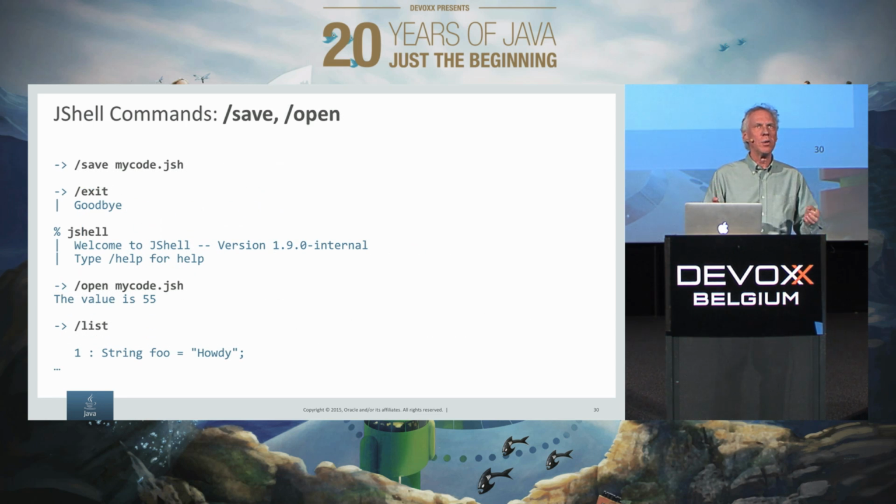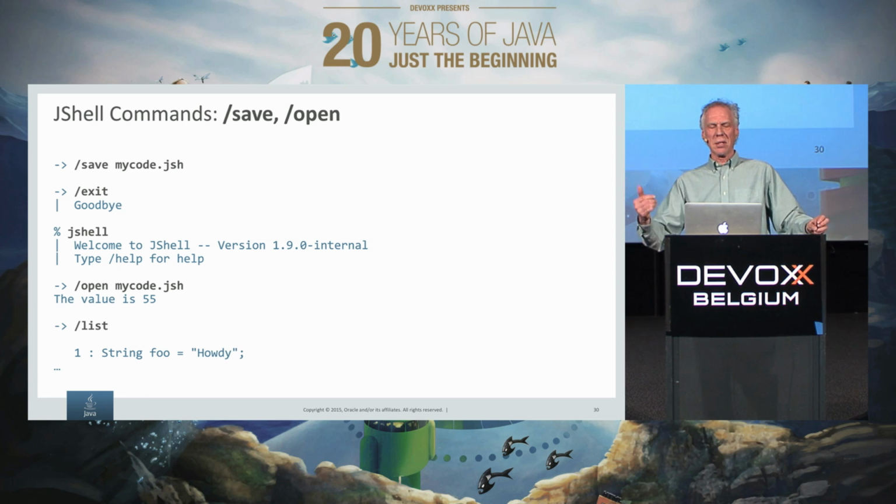Okay, it's often useful. You're not writing programs with JShell, but you frequently want to go back to where you were and continue. So you can save your work with a slash save. If you exit JShell, you can then re-enter it, open it back up, and it will reread them, re-execute them, and basically you're starting from where you were.